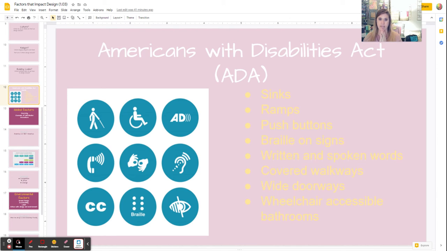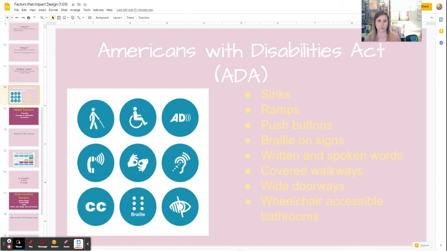So the law was made that public places have to have things like sinks, ramps, push buttons, braille on signs, written and spoken words, covered walkways, wide doorways, and wheelchair accessible bathrooms in order for anybody with a disability to be able to use these public places. And these are all symbols that have to do with them.